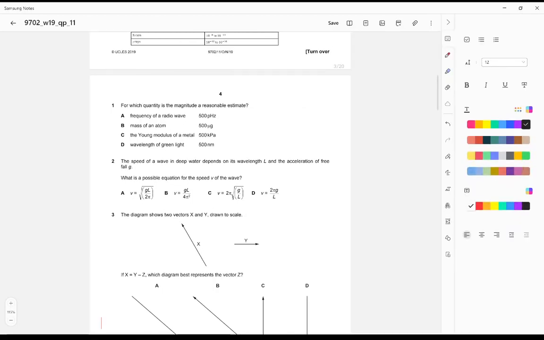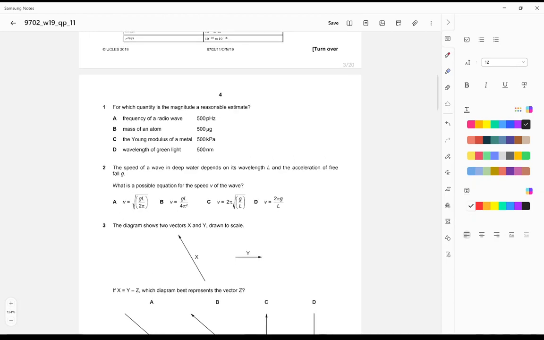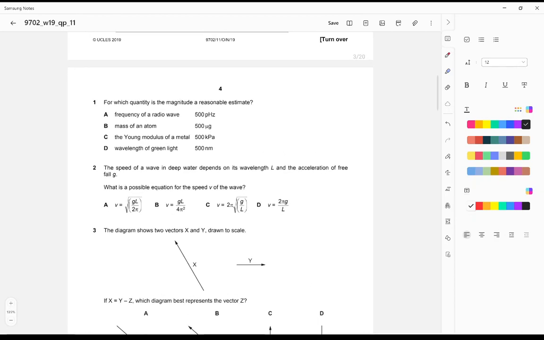It is actually the 9702 physics paper, winter 19, question paper 1, variant 1. This is an MCQ paper, and yes, this is a request by a student that the paper is actually difficult, so I'm going to be solving this paper.